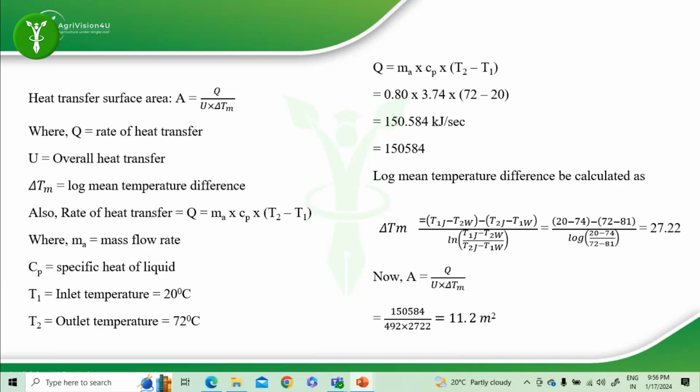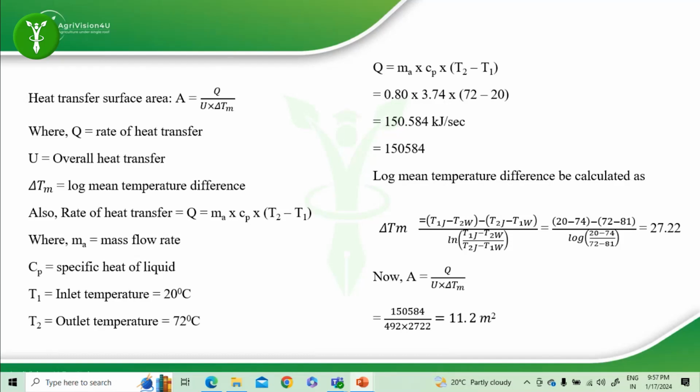We have been provided with the orange juice mass flow rate as 0.80 kg. Then the value of Cp, specific heat of liquid, is 3.74, which has been provided. Then again, we have been provided with the inlet temperature and outlet temperature. Since we are dealing with the difference only, it is absolutely fine to deal with degree Celsius or degree Kelvin, whichever is provided.